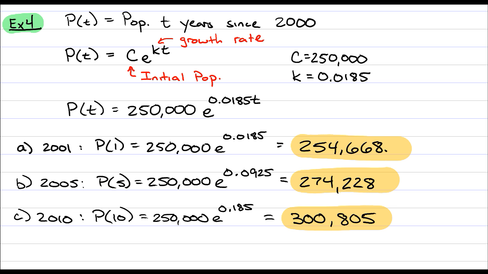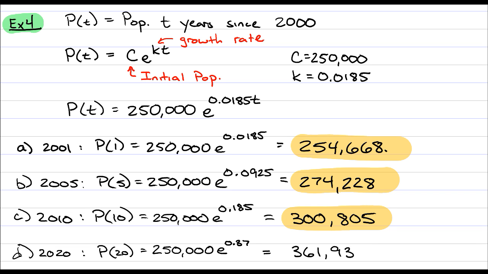And one last example. So in the year 2020, I want to calculate P of 20. So I'm going to get 250,000 times e raised to the 0.37. And this gives us 361,934. Okay.